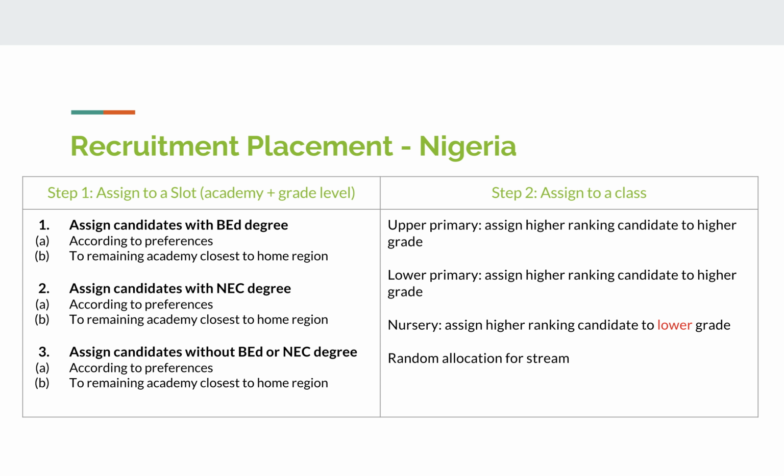Okay, then I'll move on to Nigeria. So Nigeria is very similar, as I already mentioned before. There are 3 different priorities of candidates, and they're also assigning according to preferences and how close the academy is to their home region. So only if they couldn't be assigned to the preferences, then it's according to the distance to their home region.